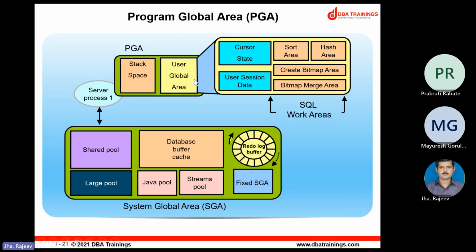They have the stack space. What is the stack space? Basically, the stack space is the memory allocated to hold session variables as well as arrays. Then we have a hash area. The hash area is basically used for join purposes. Got it? So this hash area is used for joining. If you are using any type of join, you can use the hash area.